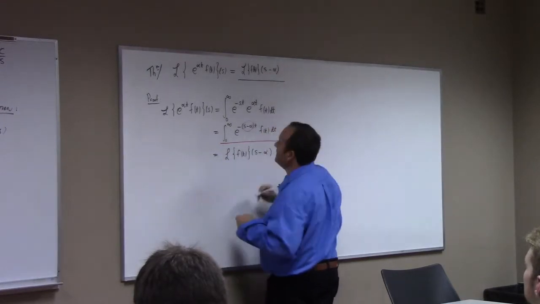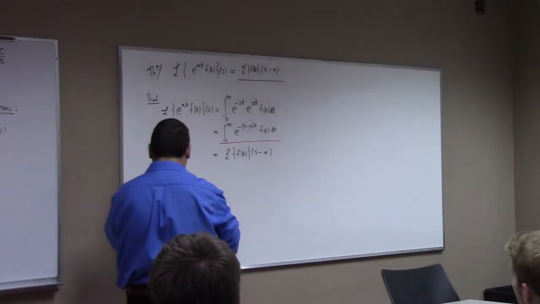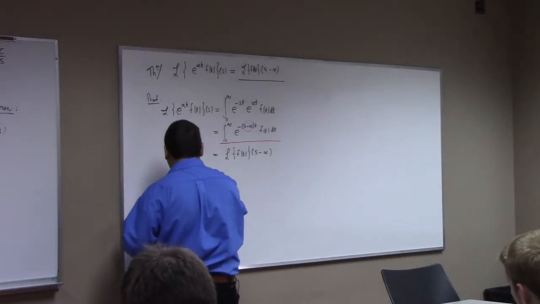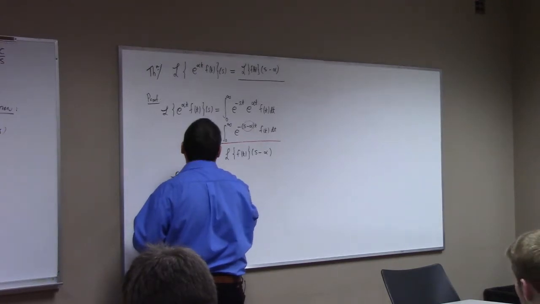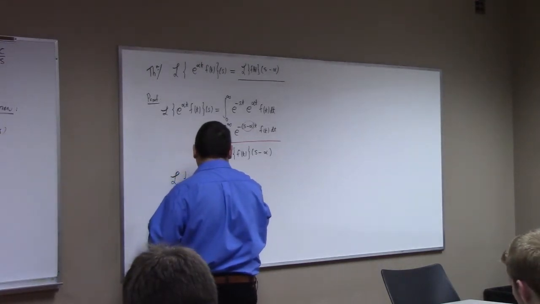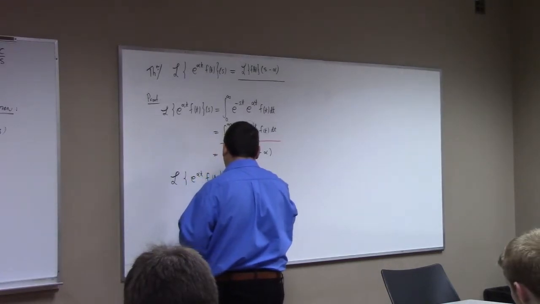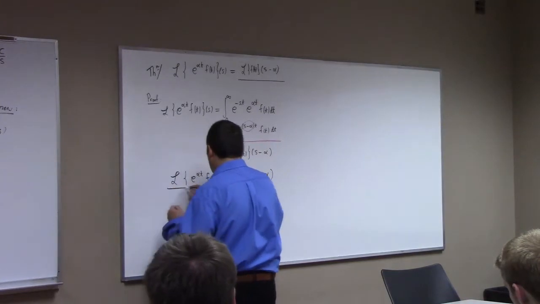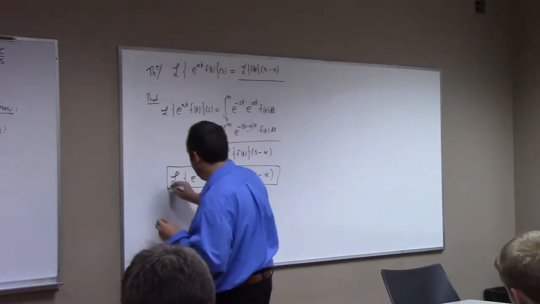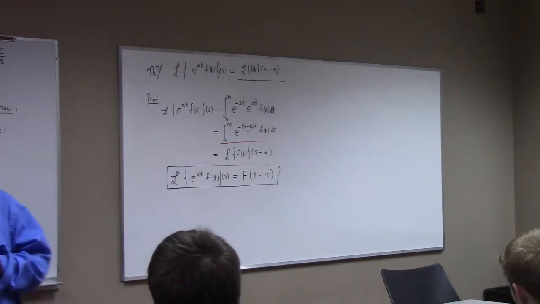Let me put it in terms of the other notation. In other words, the Laplace transform of e to the alpha t times f of t is equal to big F of s minus alpha. Okay?